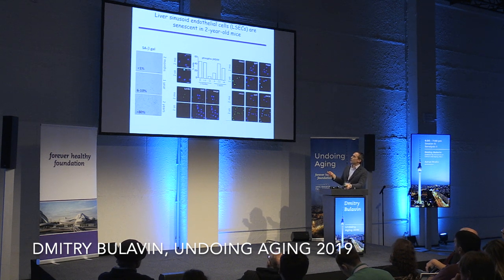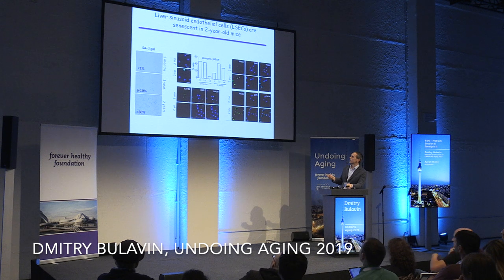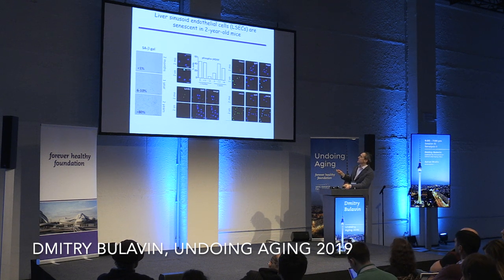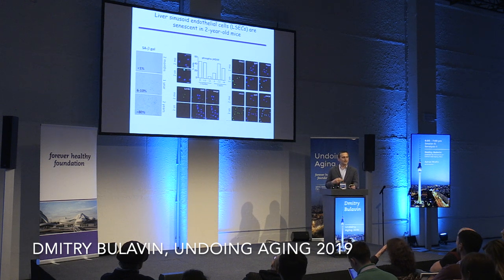We see more phospho-gamma-H2AX in 2 year old mice compared to the 2 months old mice. We see less lamin B in the 2 year old CD31 positive fraction compared to 2 months. And we see more of the heterochromatic markers, such as H3K9Me2 and macroH2A, increased in our CD31 positive 2 year old cells. So all of this would be indicative that in fact these cells are fully senescent.